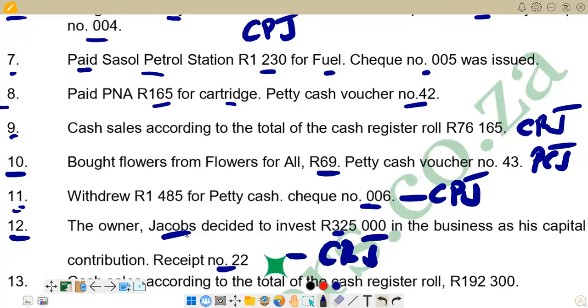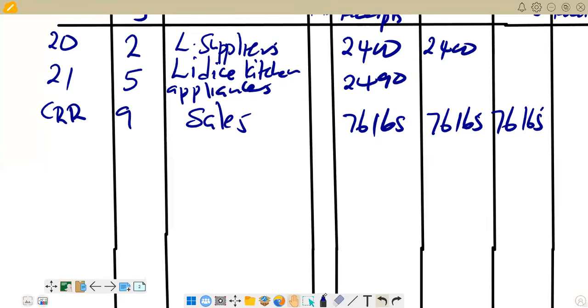So we are going to write Jacob's on details, and we'll see on other entries what we are supposed to do there. In terms of the document number, we have 22, and then the date, and this is being received from the owner, Jacob, and the total amount is 325.